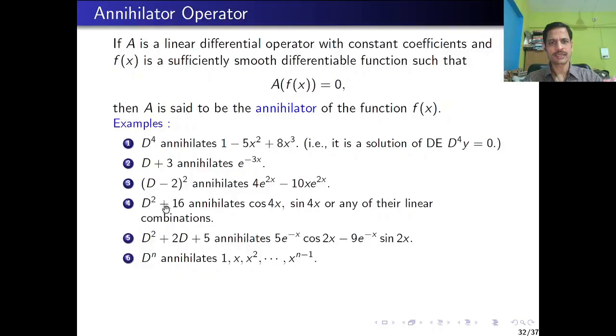You can easily see that, because once we apply D square to it, we'll get back 16 cos 4x with a minus sign, and here we multiply 16 with cos 4x, so the two terms will cancel. Similarly, D square plus 2D plus 5 annihilates 5 e raised to minus x cos 2x minus 9 e raised to minus x sin 2x. You can verify that. D raised to n annihilates 1, x, x square, up to x raised to n minus 1. It annihilates all of them, but it does not annihilate x raised to n.